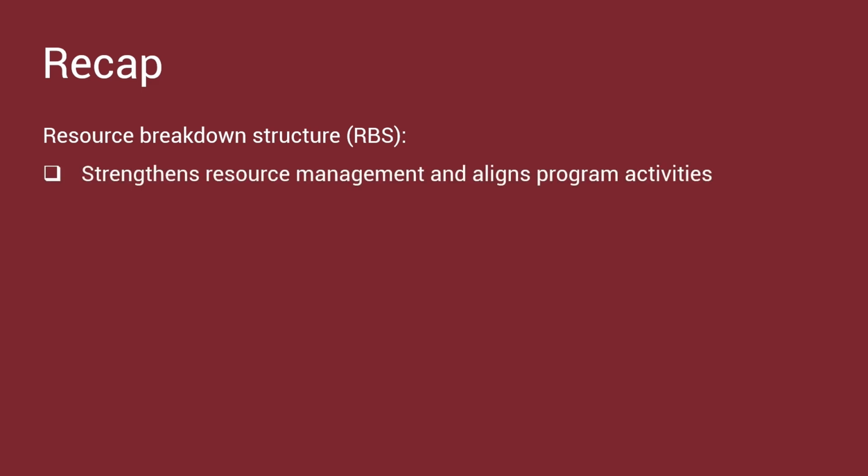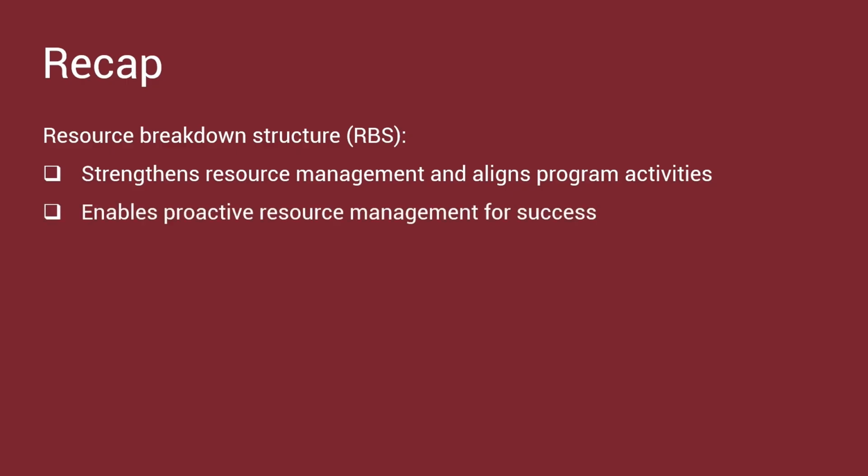In this demo video, you learned integrating a Program Resource Breakdown Structure, or RBS, into Program Resource Management strengthens your ability to manage resources and aligns program activities with organizational directives. An RBS helps identify resource needs early, enabling proactive resource management and ensuring program success. Through detailed RBS documentation, you can pinpoint areas where resources deviate from the plan, facilitating continuous improvement initiatives.